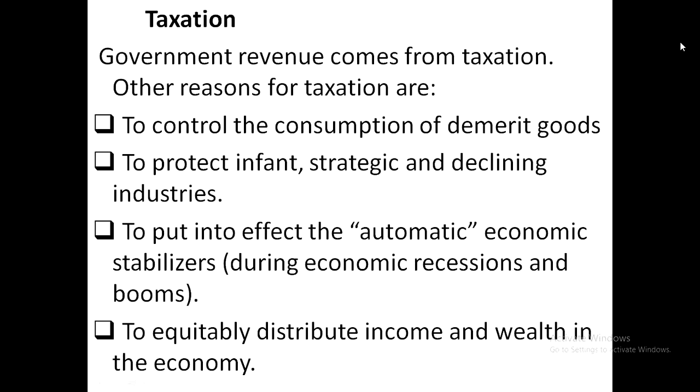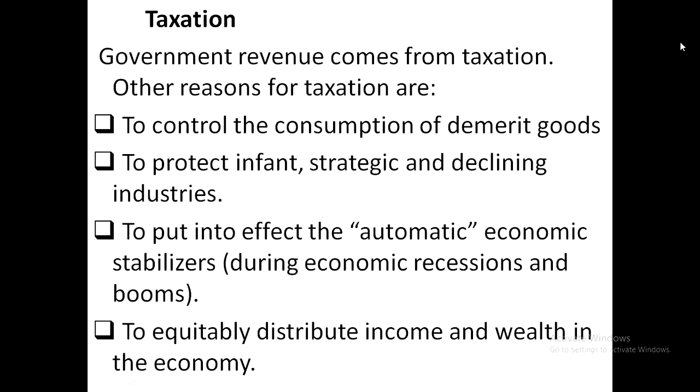Number two, government can use taxes to protect infant, strategic, and declining industries. How can government use tax to do that? Government can use or introduce indirect taxes such as customs duty and other tariffs to restrict the importation of certain competitive goods in order to allow the infant industries and strategic industries, even the declining industries, to thrive.